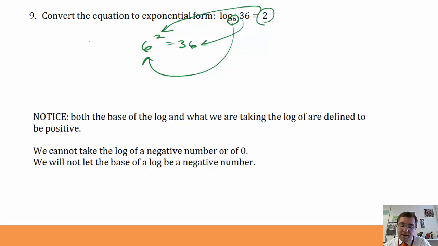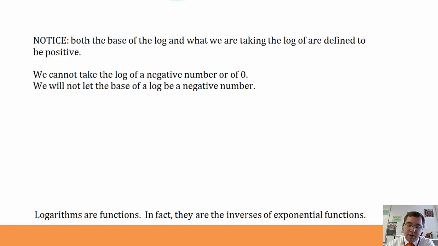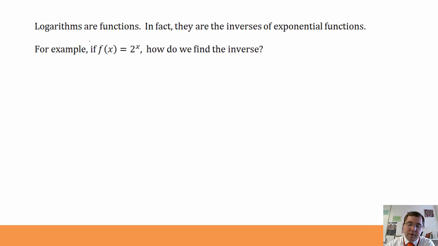So notice that both the base of the log, the b, and what we are taking the log of, that capital N, are defined only to be positive numbers. We cannot take the log of a negative number, and we cannot take the log of 0. We will also not let the base of the log be a negative number or 0. It leads to all sorts of problems if we do that, so we will not do that. We'll only deal with positive numbers as the base of the log and positive numbers that we're taking the log of. Logarithms are functions. In fact, they are the inverses of exponential functions.